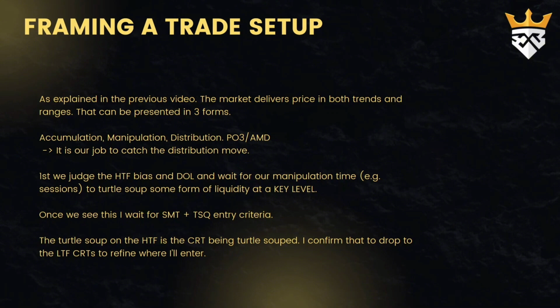So we get manipulation, but now we have manipulation time. So we wait for the manipulation time to open, which are normally sessions, and we also judge the higher time frame bias and draw liquidity. Then we take out some form of liquidity at a key level prior to the distribution in the opposite direction. Once we see this, I wait for a SMT in the sequence for my entry criteria, and the turtle soup on the higher time frame is the CRT being turtle souped. I confirm that to drop to the lower time frame CRTs to refine where I'll enter, right?